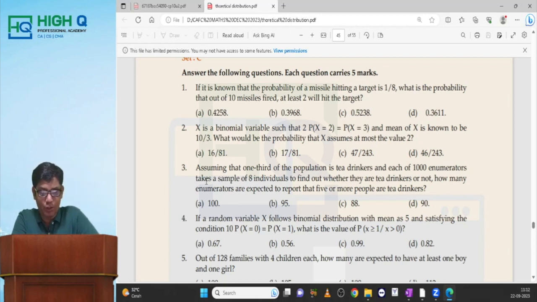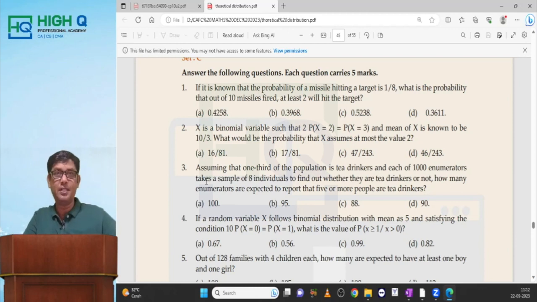If it is known that the probability of a missile hitting the target is 1 by 8, what is the probability that out of 10 missiles fired, at least 2 will hit the target? Please listen here. Very important thing.